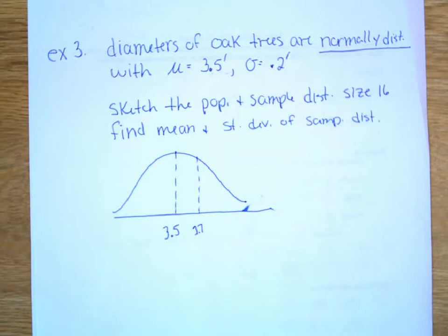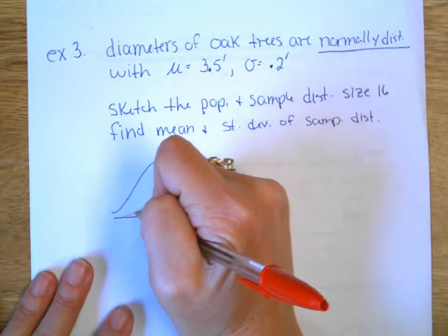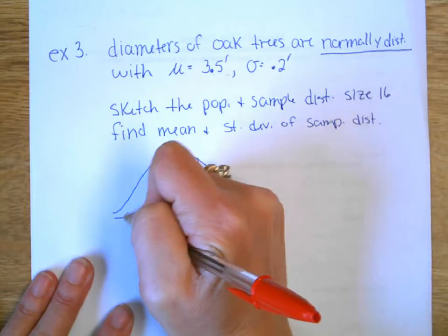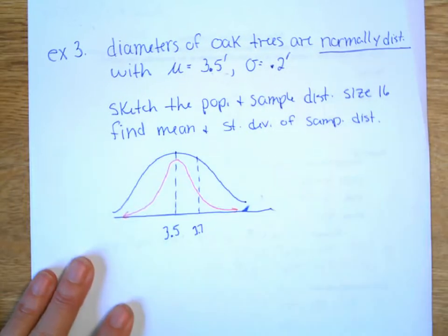Because my population is normally distributed, did I have to take the magic number of 30 to get a normally distributed sample? No. So what shape is my sampling distribution going to have? Normal, just going to be skinnier because it's going to have that smaller standard deviation. So there's my sample.